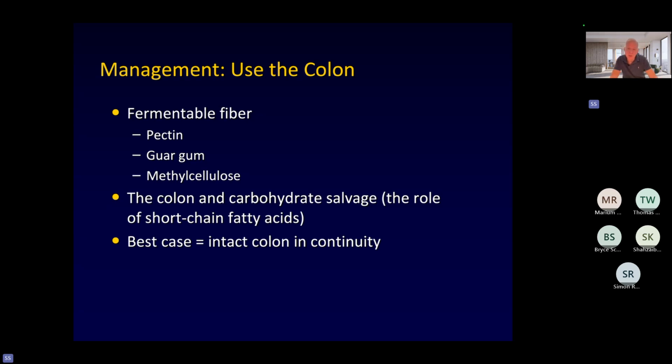Whenever possible, again, I talked about use the colon for fluid absorption, but keep in mind that the colon does more than just absorb fluid. It is a major repository of carbohydrate salvage, producing short-chain fatty acids that are absorbed. Fermentable fibers in the diet, such as pectin, guar gum, and methylcellulose, can be broken down in the colon by bacteria, and short-chain fatty acids salvaged. Of course, again, the best case scenario is the intact colon in continuity.